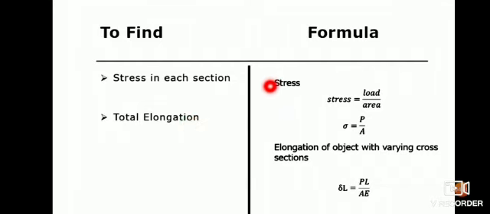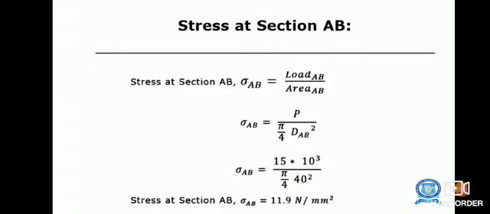The formula used: stress is equal to load by area, sigma is equal to P by A, and the unit is Newton per millimeter square. Next we find the elongation. The elongation formula is delta L is equal to PL by AE, and the unit is millimeter.